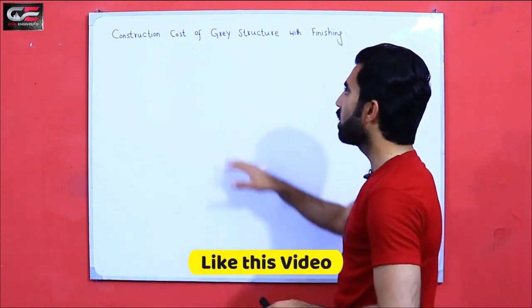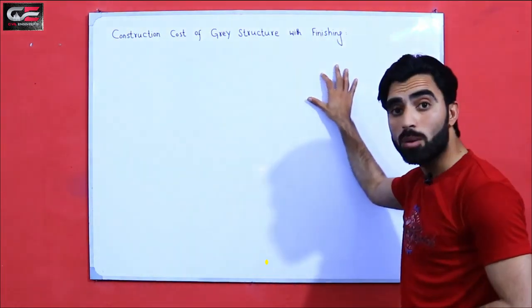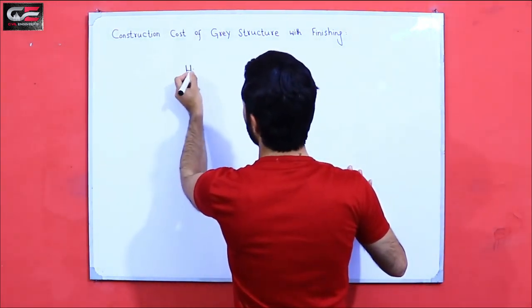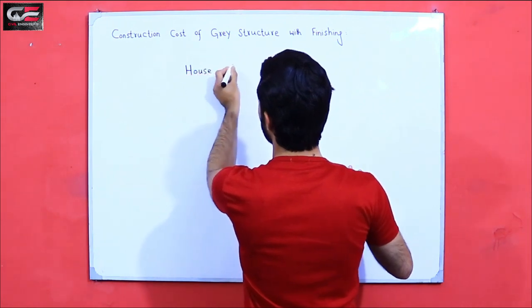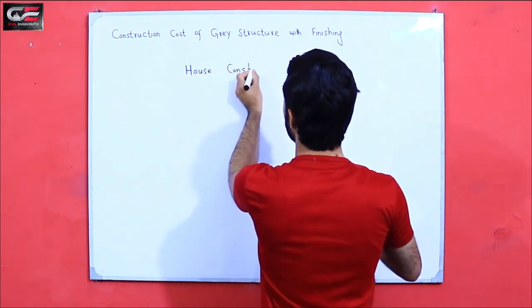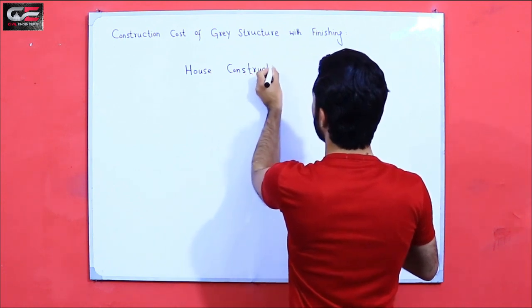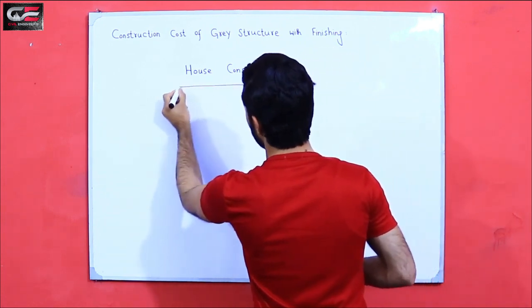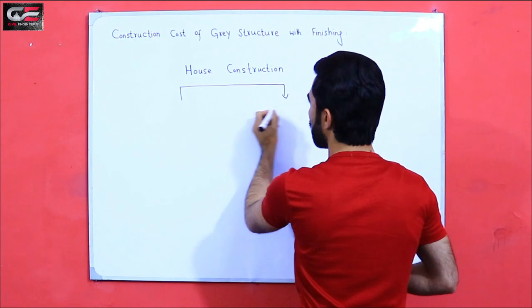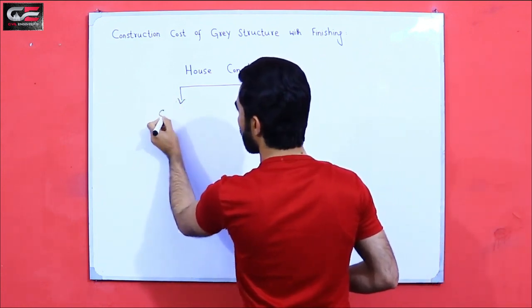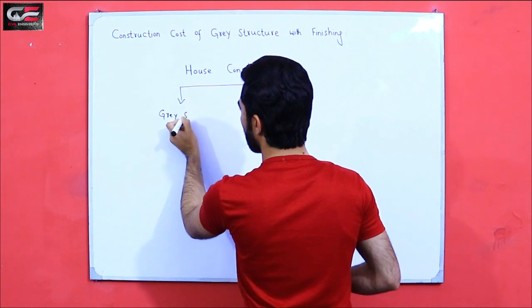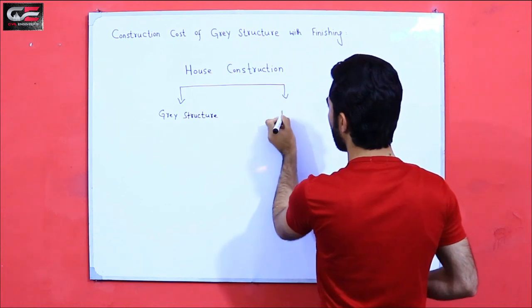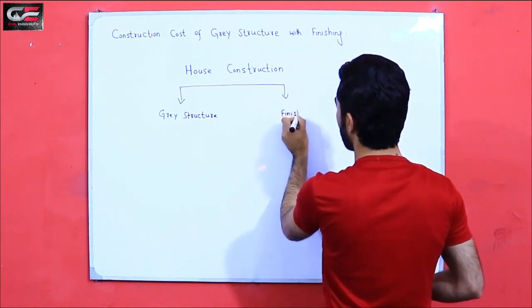Let's start. The topic is construction cost of grey structure with finishing. As you know guys, house construction has two parts. One is grey structure and the second one is finishing structure.